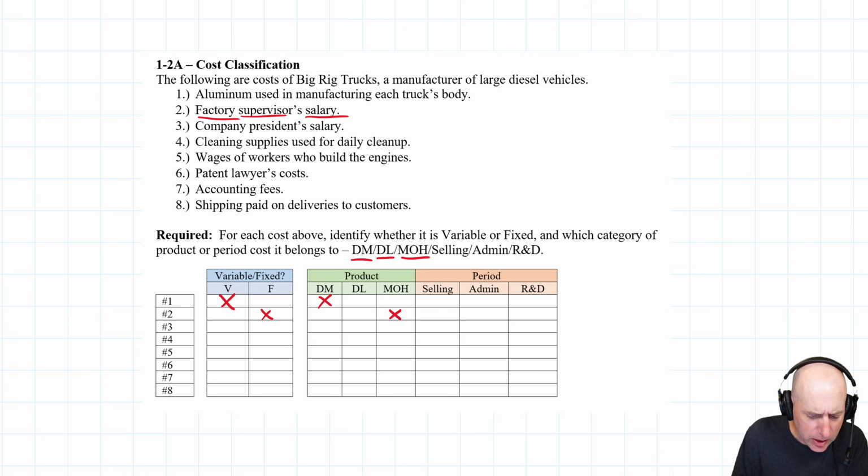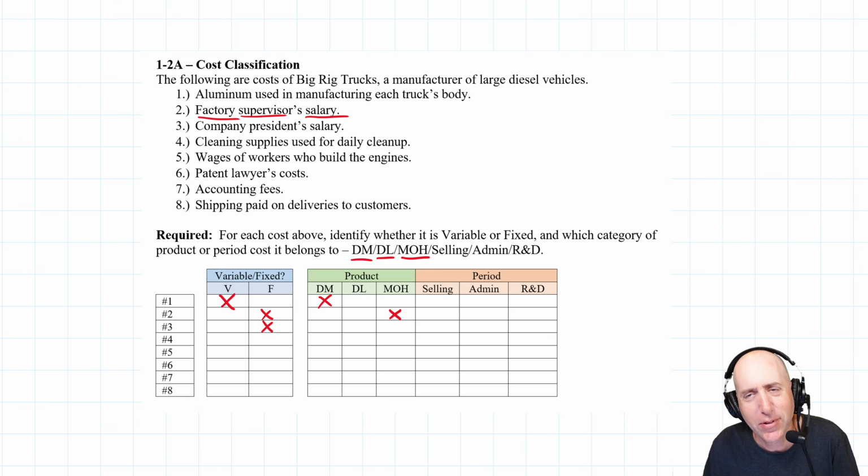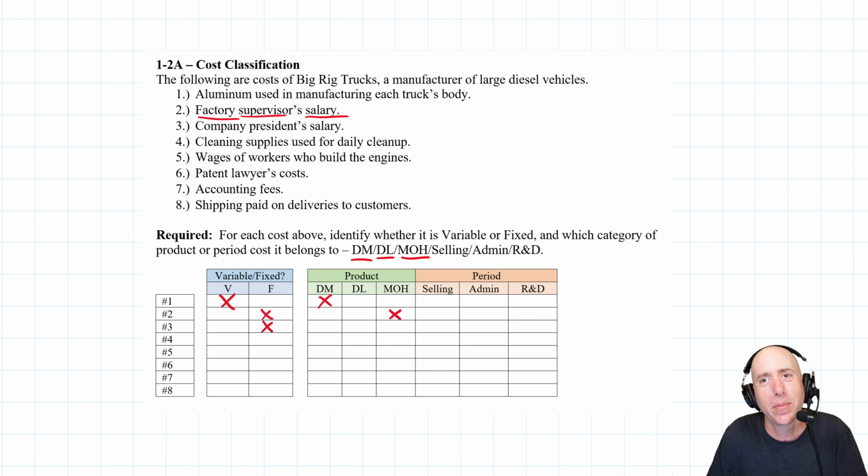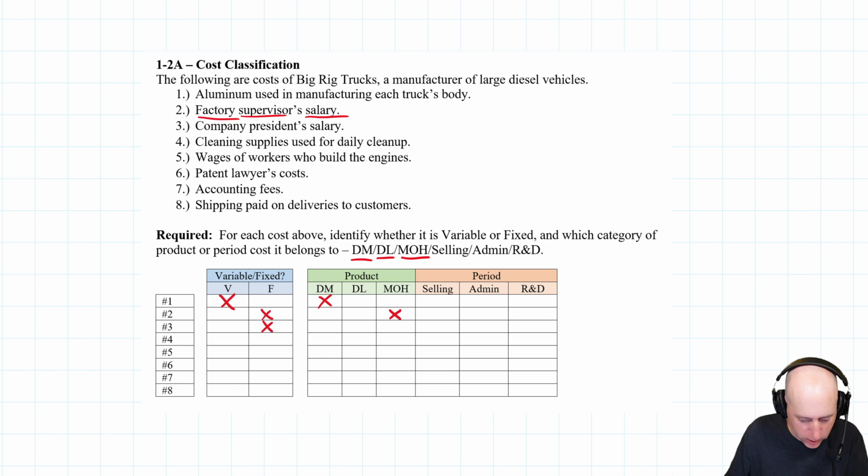Number 3, company president's salary. Again, salary, my Q is fixed. If I made 10% more trucks, or if I made one more truck, I don't pay the president more money. If I made one fewer truck, I don't pay the president less money. Salary's fixed. Product or period, president's in an office somewhere. They're not in the factory.